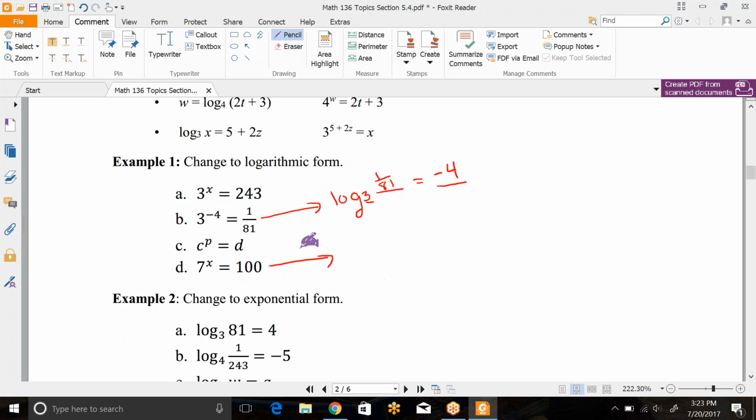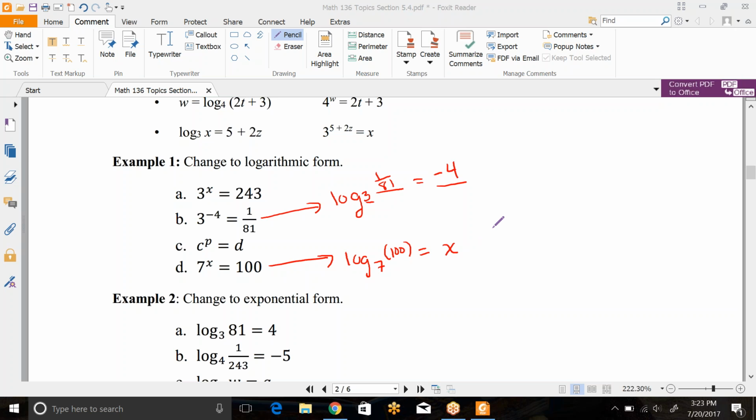So that is the correct format for changing 3 to the negative 4 equal to 1 over 81 into log form. So this one would be log base 7, because that's the base that's connected to the x. The x would go on the other side, and then the argument is 100. Now, if we know how to enter this in on our calculator, which is what we're going to focus on on Tuesday, we would be able to solve this then for an approximation of x. So this is a very helpful and useful tool to be able to convert back and forth.